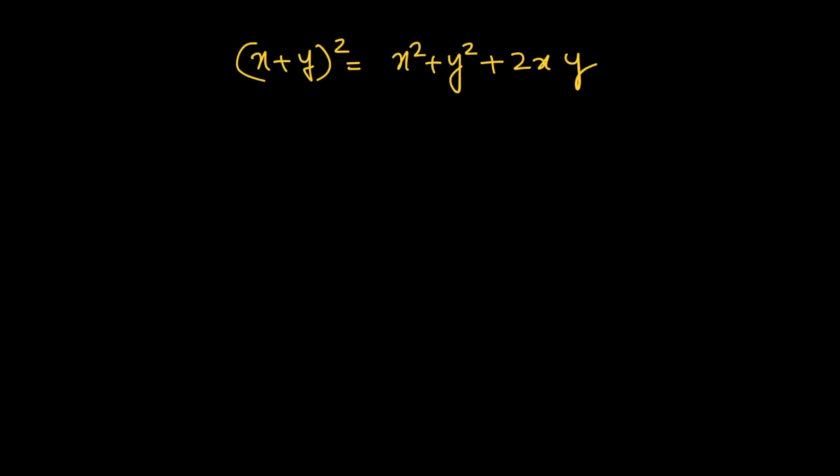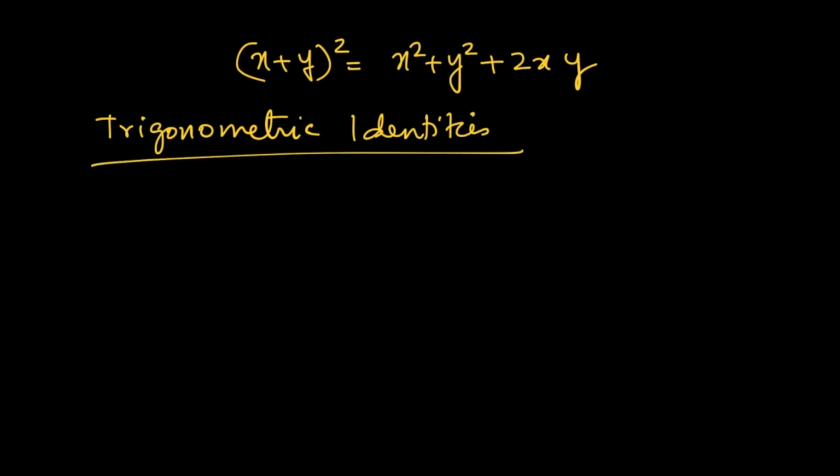Now when we come to trigonometric identities, an equation that involves trigonometric ratios, but that is true for all values of the variable, is what we call a trigonometric identity. So let's see some of the most popular trigonometric identities.